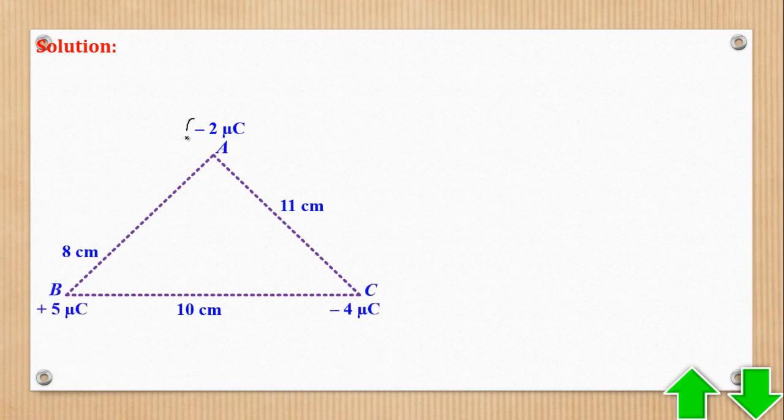So there is a force at A due to charge at B. These are opposite charges, meaning there will be attraction. So we shall locate that force. Then force at A due to charge at C. These are like charges, so there will be repulsion. So to go this side.